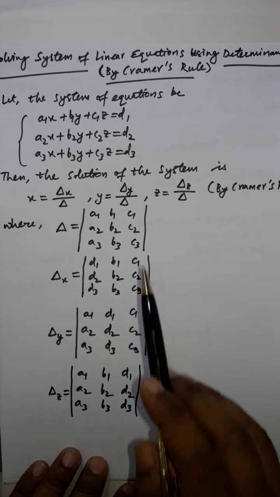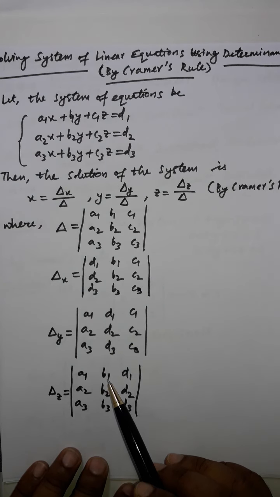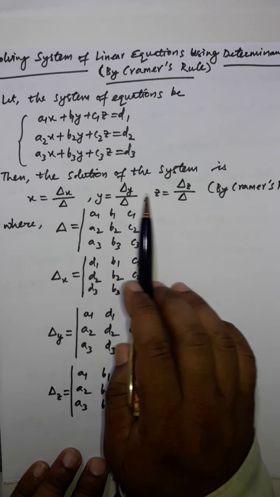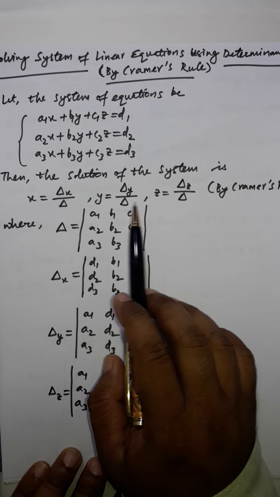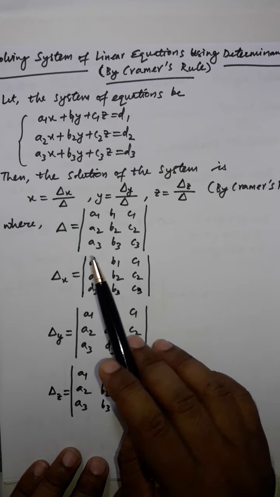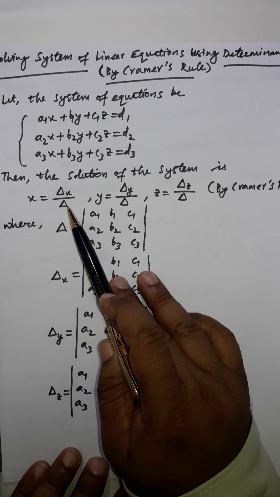What we will do now is first write the determinants and find their values, then put them in this formula given by Cramer's, and we can directly get the solutions of the variables x, y, z without any hesitation. But to get the solutions, we have to divide one number by another number.